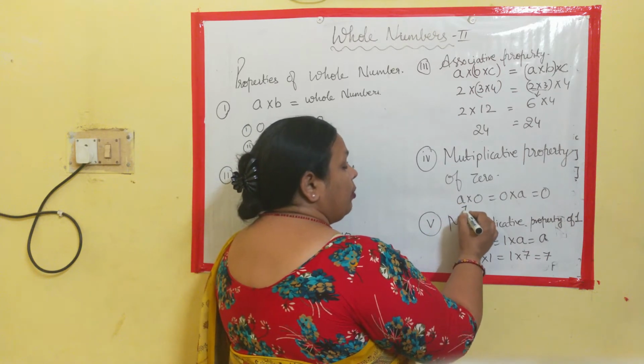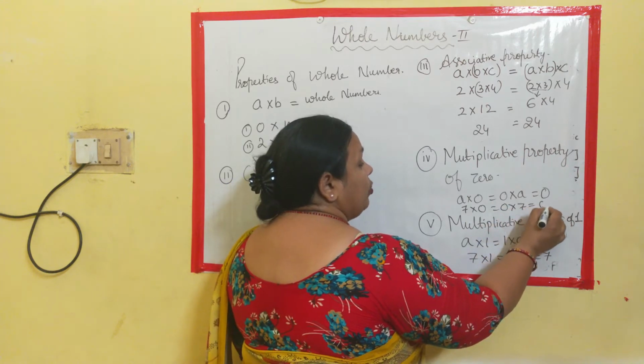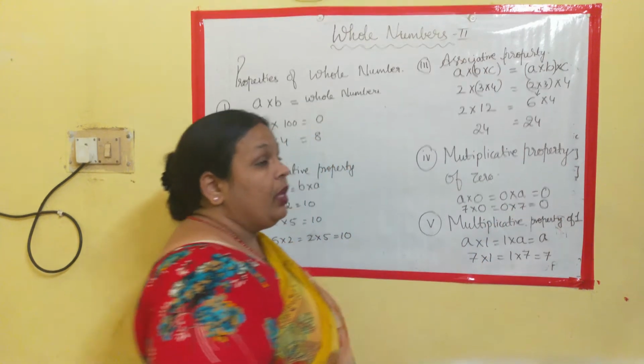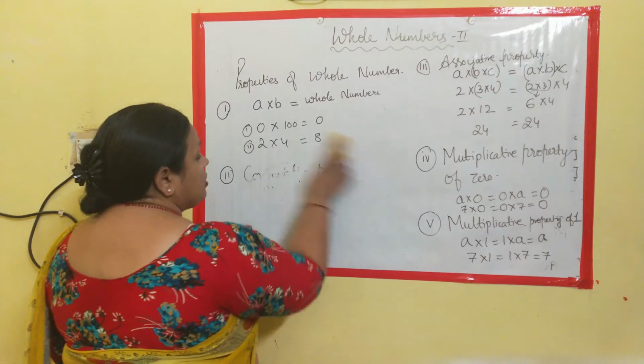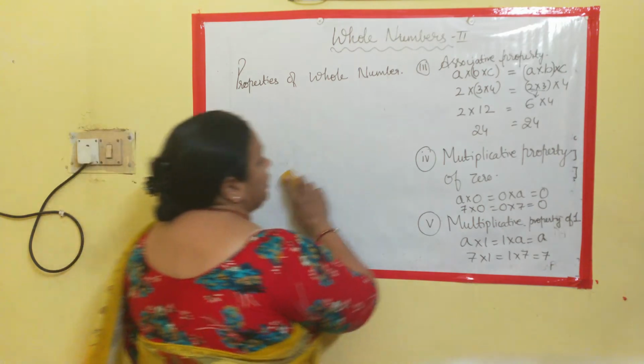Here, if you are multiplying 7 with 0 or 0 is multiplied by 7, you are going to get a big 0. Now we will be discussing the sixth property, that is the distributive property.